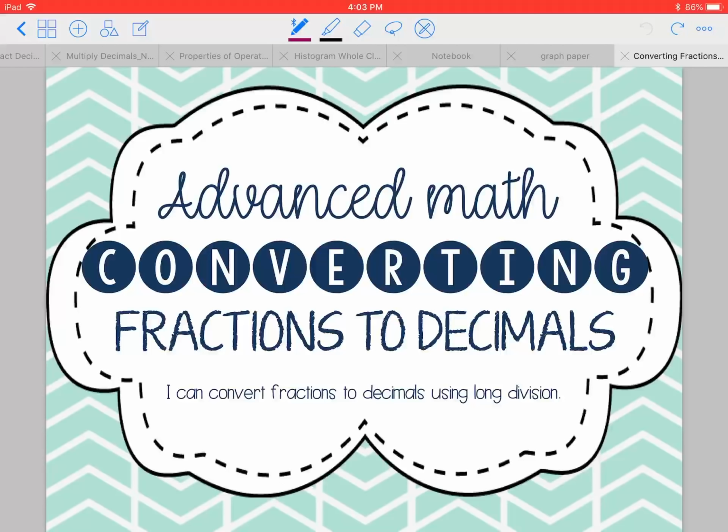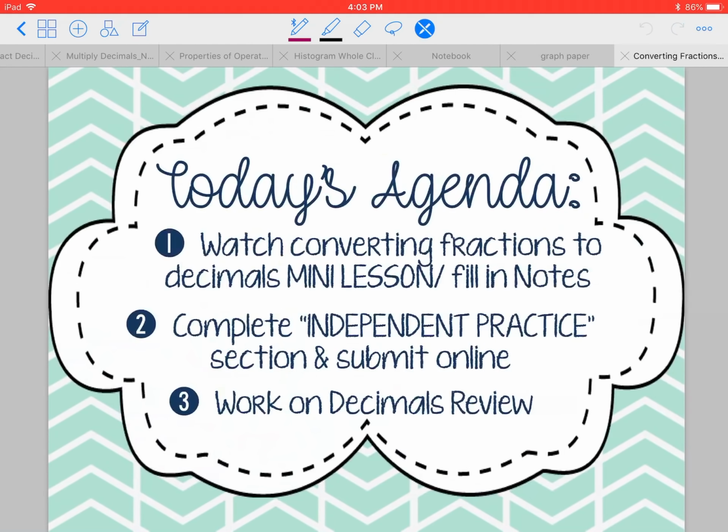Alright guys, so today we're going to be looking at converting fractions to decimals using long division. On your paper, you have some notes to fill in, just a few, but I'm going to go over the agenda really quickly. What you're going to do today is watch the Converting Fractions to Decimals mini lessons, which is exactly what you're doing right now, and fill in your guided notes page.